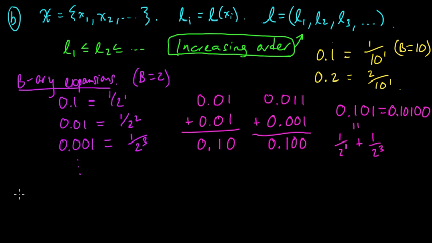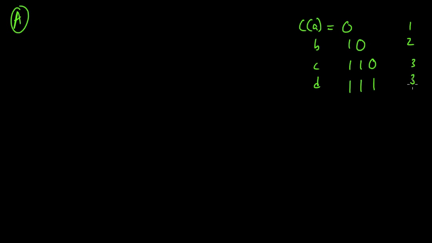Okay, so now let's do an example. Let's first do a simple example. We'll do our famous example A from before, when we had the code for A, B, C, and D. C of A was 0. C of B was 10, I think. 110, and 111. Yeah, I think that was it. So in this code, we had the following lengths: 1, 2, 3, and 3.